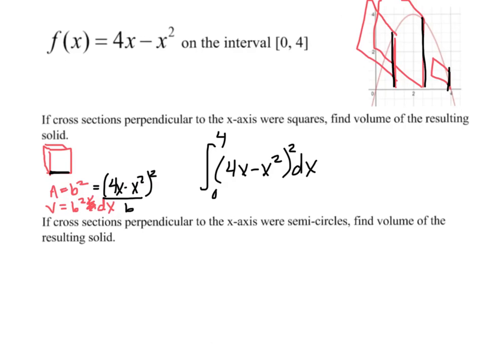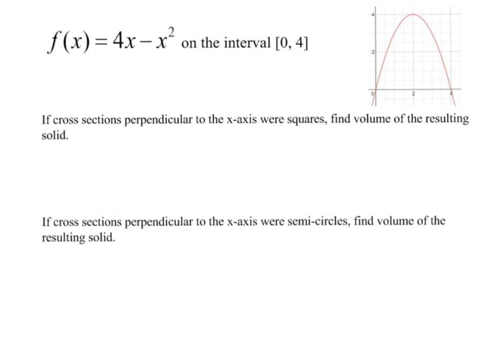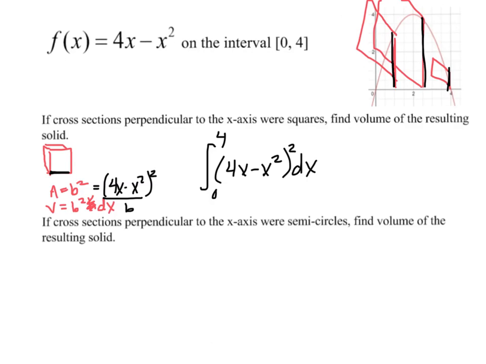Now, if instead of squares, it were semicircles. Okay, I'm going to draw some semicircles in here. I know it's getting a little crowded. So semicircles like this. Let's just think about a semicircle. Okay, so we got a semicircle. Now the area of a semicircle, of that face, is 1/2 pi r squared. Of course, the volume would be that area multiplied by dx.